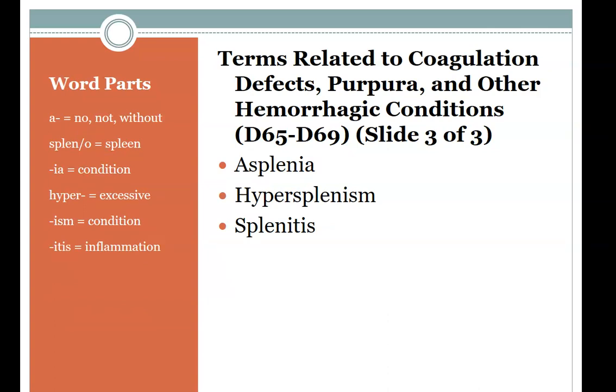Asplenia is the absence of the spleen, either congenital or acquired as a result of surgical removal. Hypersplenism is an increased function of the spleen, resulting in hemolysis, which is the destruction of blood cells. Splenitis is inflammation of the spleen. And your word parts: a equals no, not, or without. Spleno is spleen. Ia is a condition. Hyper equals excessive. Ism is a condition. And itis equals inflammation.